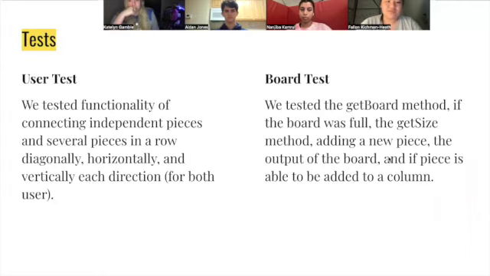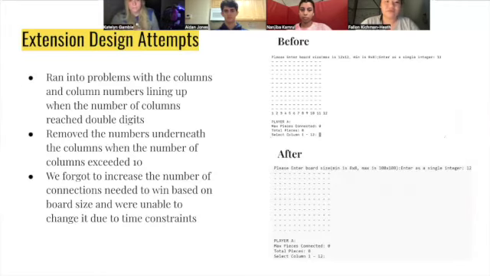As we implemented the extension component of our project, we ran into problems with the columns and the column numbers not lining up once the number of columns reached double digits. So to fix this, we removed the numbers underneath the columns once the number of columns exceeded 10. And you can see this in the before picture as after the 10th column, the numbers begin to run off the page to the right. And in the after image, you can see that we just removed that once the number of columns exceeded 10.